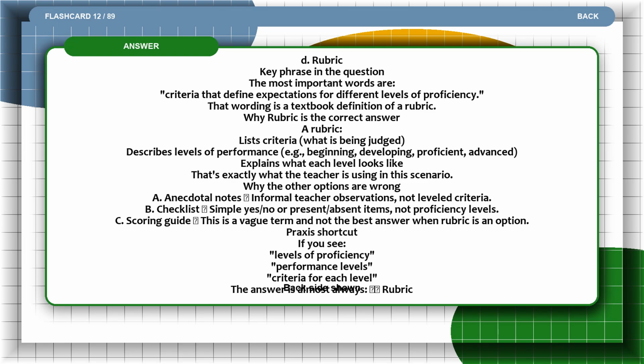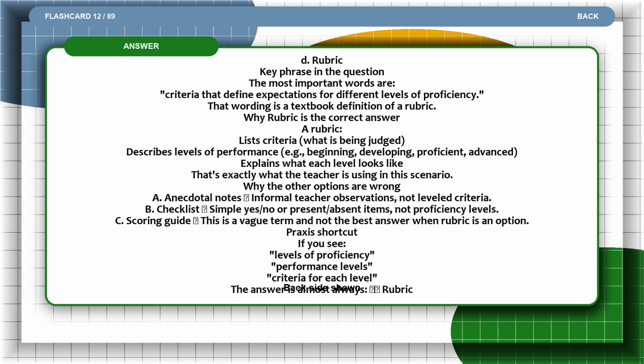Key phrase in the question. The most important words are criteria that define expectations for different levels of proficiency. That wording is a textbook definition of a rubric. Why is rubric the correct answer? A rubric lists criteria, what is being judged, describes levels of performance, for example beginning, developing, proficient, advanced, and explains what each level looks like. That's exactly what the teacher is using in this scenario. Why the other options are wrong?